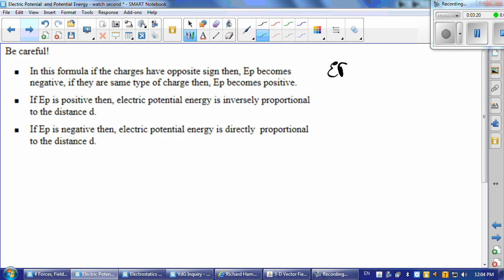So electric potential energy is equal to K Q1 Q2 over R. Now that makes sense. If both of these were negative, electric potential energy would be positive. If both of these were positive, the same thing would happen. And if they're opposite charges, then electric potential energy becomes negative.